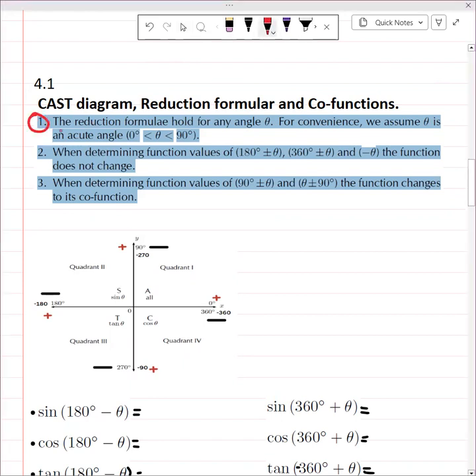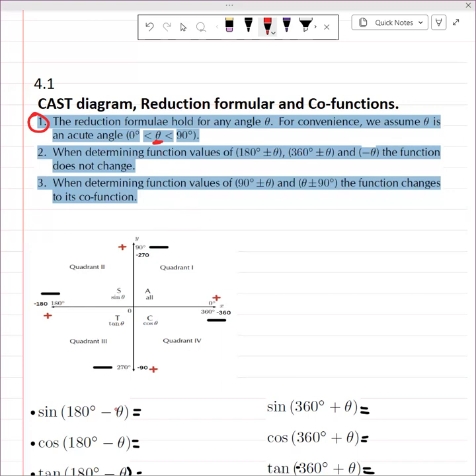The first rule is to always assume that the value of theta is between 0 and 90, so it's an acute angle. This is just for simplicity purposes. When you see theta everywhere in trigonometry, you have to know that theta is always less than 90 degrees. It's between 0 and 90 degrees.